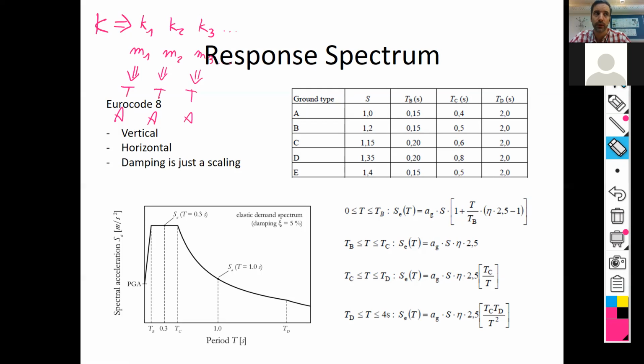Even though there are ways of measuring, and if you measure it, you normally get a much higher value than the code is saying, because the code has to be on the safe side all the time, so it gives a very low value. But if you're designing a new structure, then you cannot measure it on the new structure. You just have to assume whatever is written by the code.